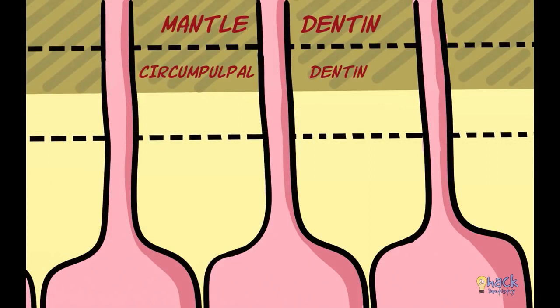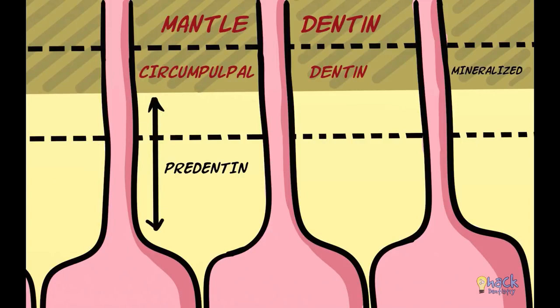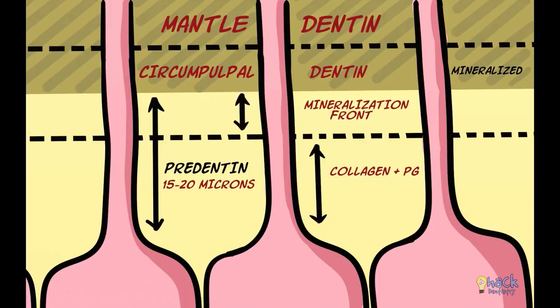Thus, circumpulpal dentine has two compartments, the predentine and the mineralized dentine. The predentine is 15 to 20 microns in thickness, with one portion of predentine immediately adjacent to the odontoblast cell bodies, having only collagen and proteoglycans. And the other portion of predentine is immediately below the mineralized dentine and is called the mineralization front and comprises non-collagenous proteins in addition to collagen and proteoglycans.